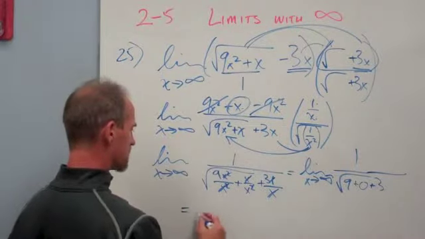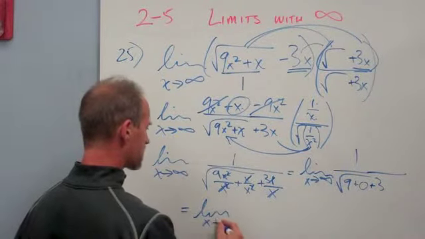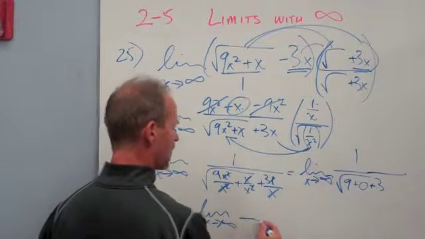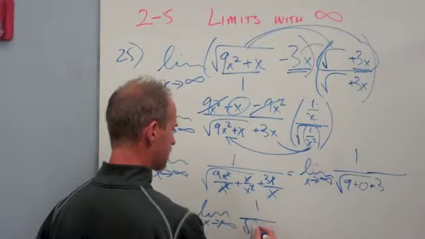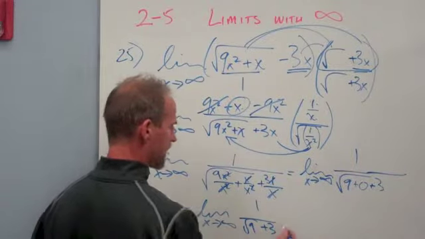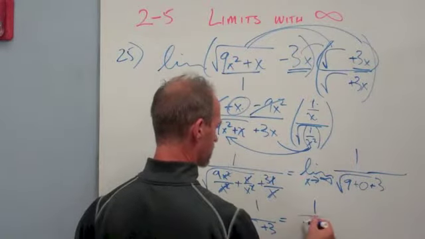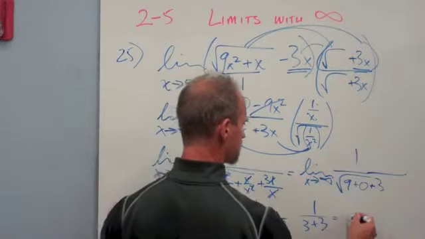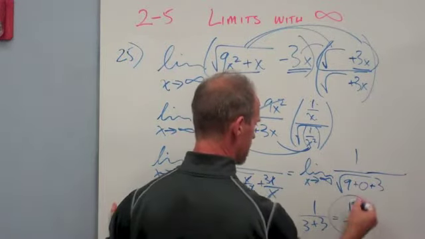So then this equals the limit as x approaches infinity of 1 over radical 9 plus 3. And that just gives me 1 over 3 plus 3, which equals 1 over 6. Okay? 1 over 6.